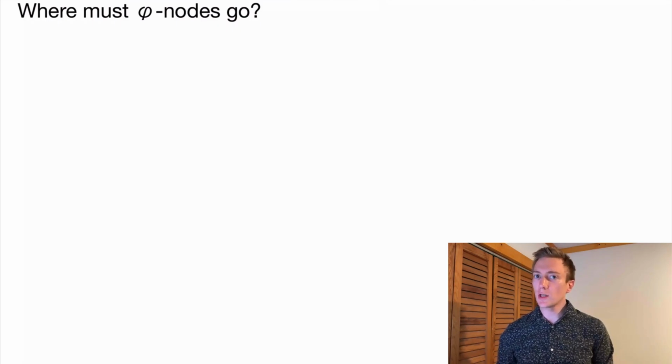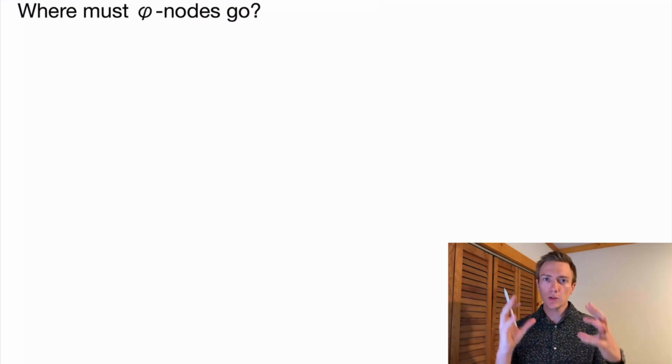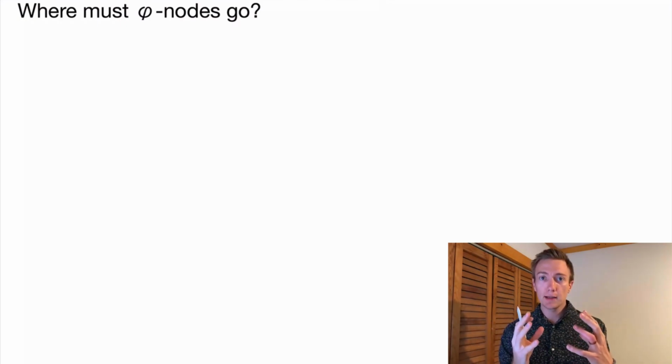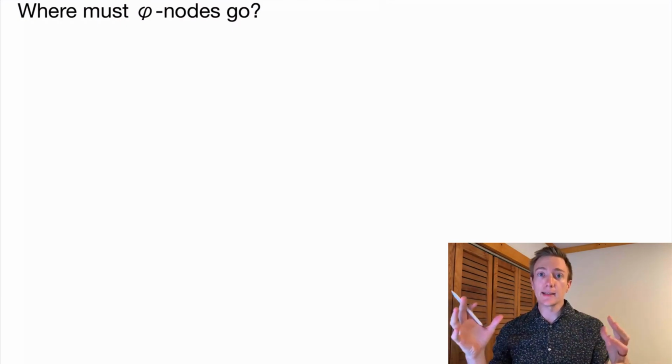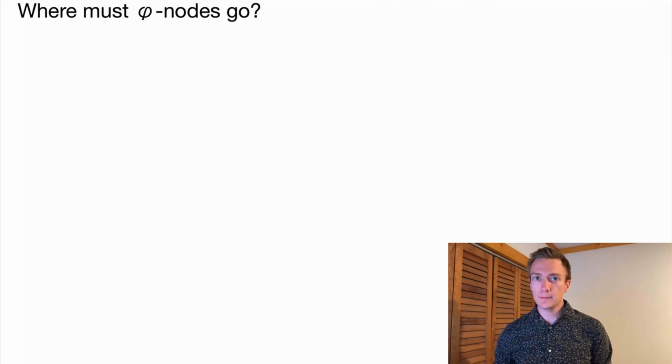Can you come up with a general rule for where phi nodes are supposed to go? No need to come up with this all the way down to developing an algorithm, but just try to come up with a short summary of your understanding of the idea of where phi nodes should be inserted when we're converting to SSA. Go for it.